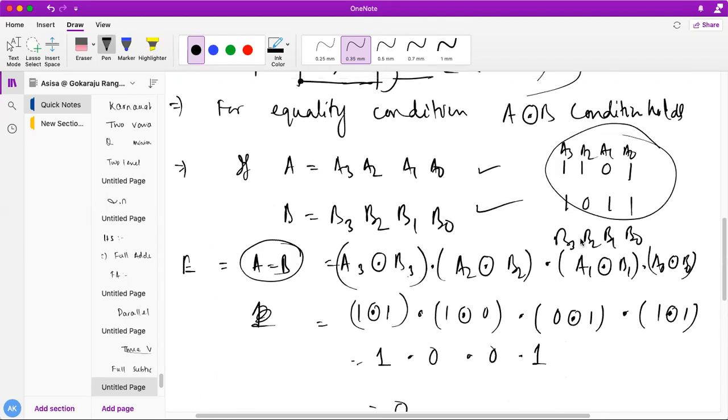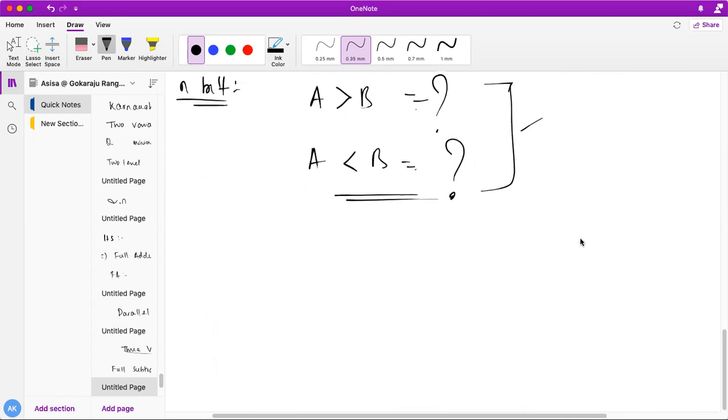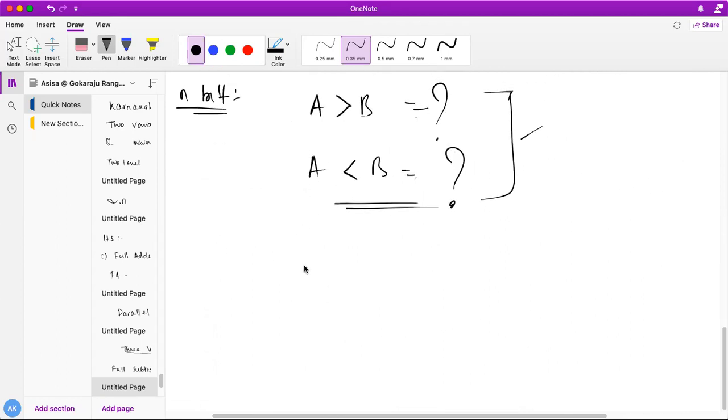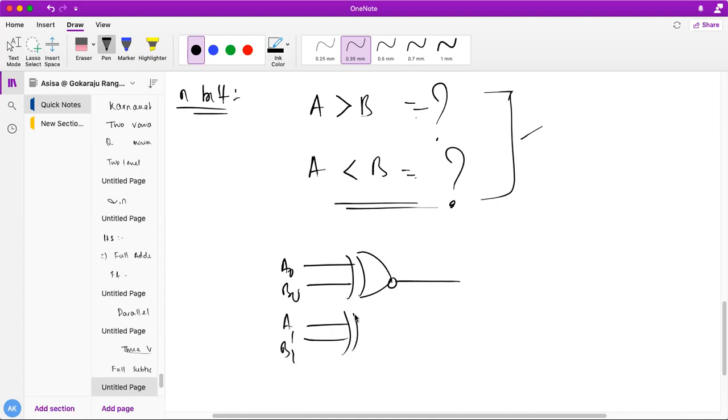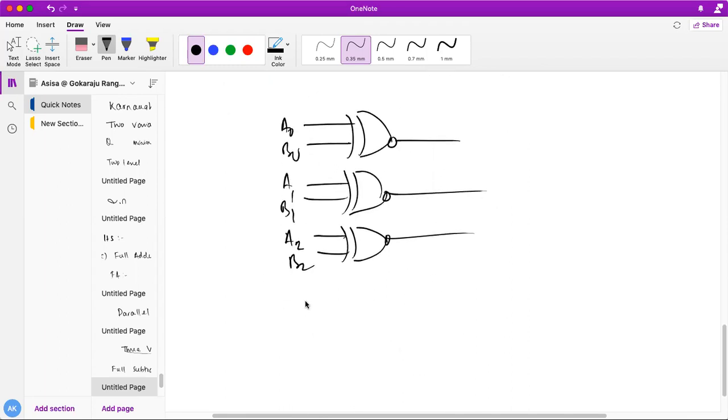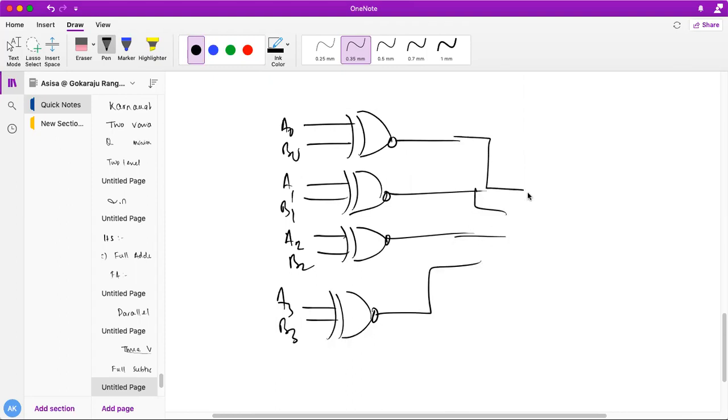So if it is 4 bits, how do we design this equality circuit? Very simple. The circuit will be nothing else but A0 and B0 into an XNOR, similarly A1 and B1 into an XNOR, similarly A2 and B2 into an XNOR, and finally A3 and B3 into an XNOR. This is the way you can do it. Similarly, you need to check what the generalized formula is. Finally, it will be for n bits. This will give me equality.